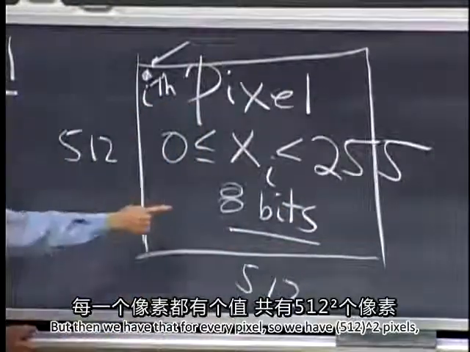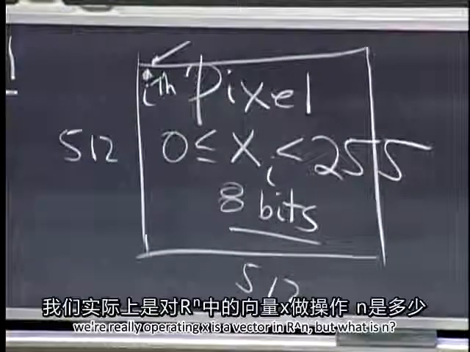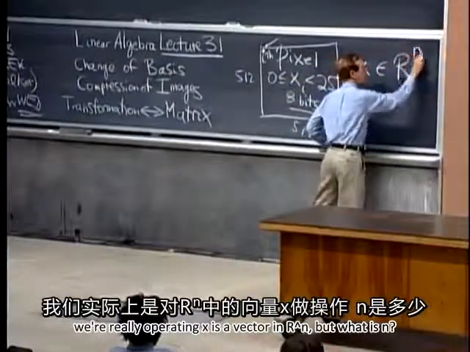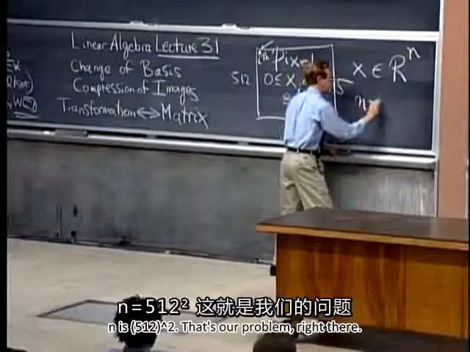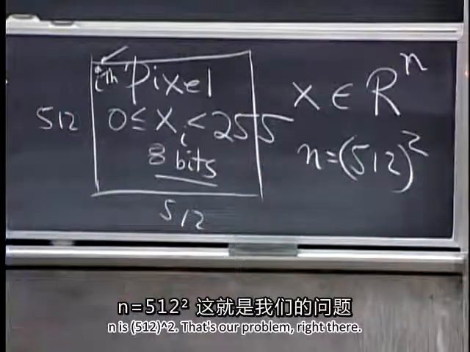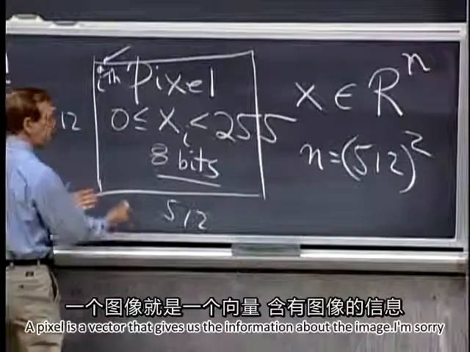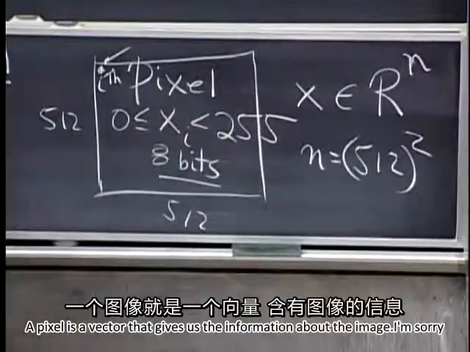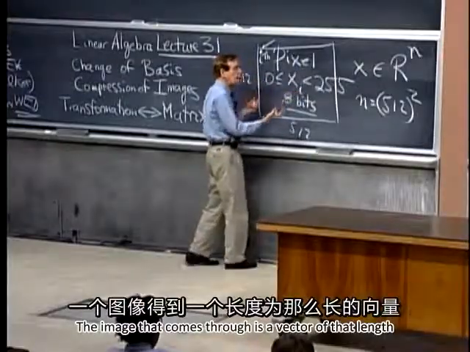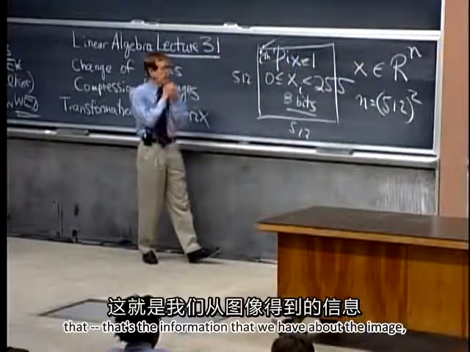But then we have that for every pixel. So we have 512 squared pixels. We're really operating. x is a vector in R^n. But what is n? n is 512 squared. That's our problem right there. A pixel is a vector that gives us the information about the image. I'm sorry. The image that comes through is a vector of that length. That's the information we have about the image.